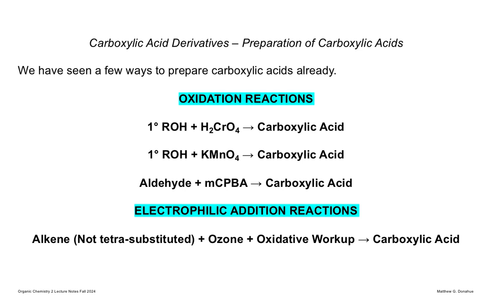A couple other things that we studied this semester were oxidation reactions. A primary alcohol with chromic acid, that was the Jones oxidation. You can also use potassium permanganate. Again, these require water as part of the mechanism. And what we saw most recently, an aldehyde plus MCPBA also goes to a carboxylic acid.